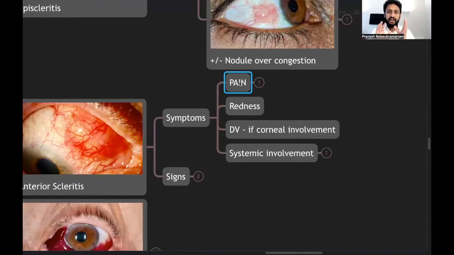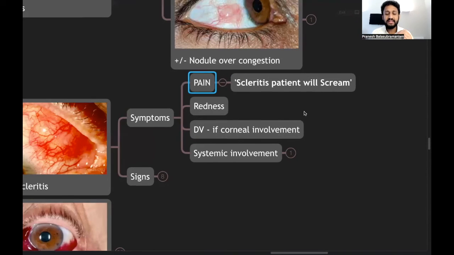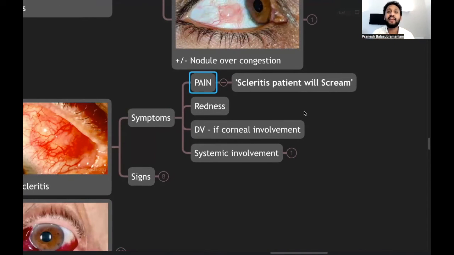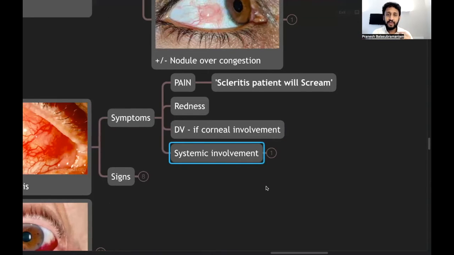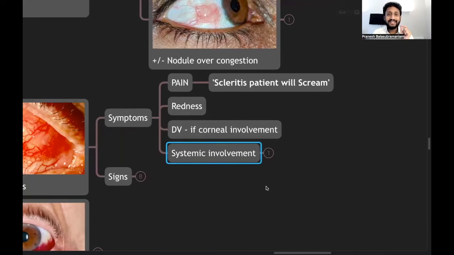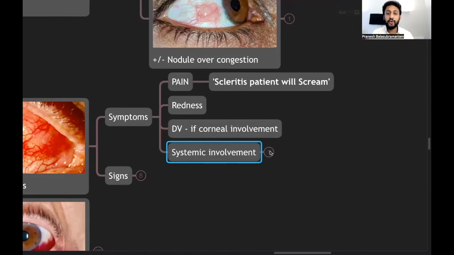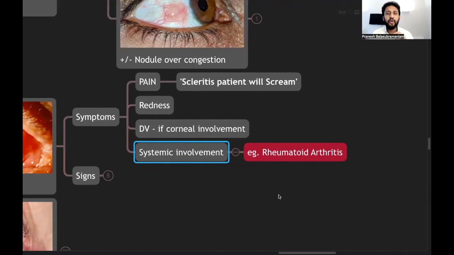The pain is going to be a very important symptom in scleritis because the pain is going to be very severe. In fact, they say scleritis patients will scream. Okay, redness, and defective vision only if the cornea gets involved; if not, no. Or a posterior scleritis can also cause defective vision. Systemic involvement: the most common cause of anterior scleritis is going to be rheumatoid arthritis. So always look for this condition. Always ask for history of rheumatoid arthritis, history of any joint pain.